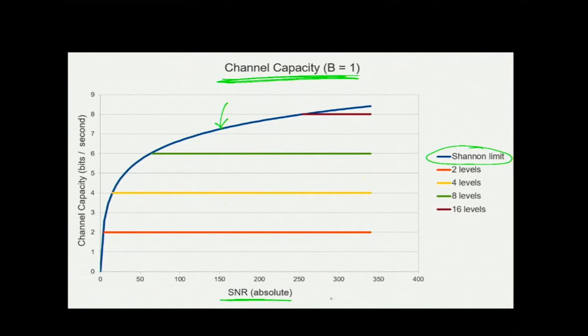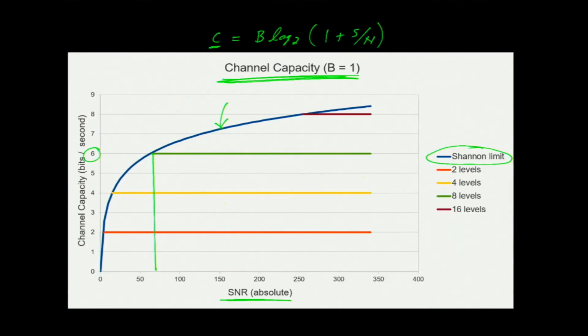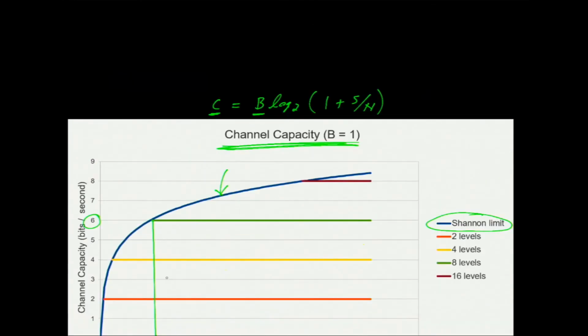For example, if the receiver has a signal-to-noise ratio of about 70, the Shannon limit tells us that we can send no more than 6 bits per second. Capacity in bits per second is B log base 2 of 1 plus the signal-to-noise ratio. Here we see that channel capacity and bandwidth are directly proportional to each other. So if we increase the bandwidth to 2, this would go to 12 bits per second at a signal-to-noise ratio of 70.